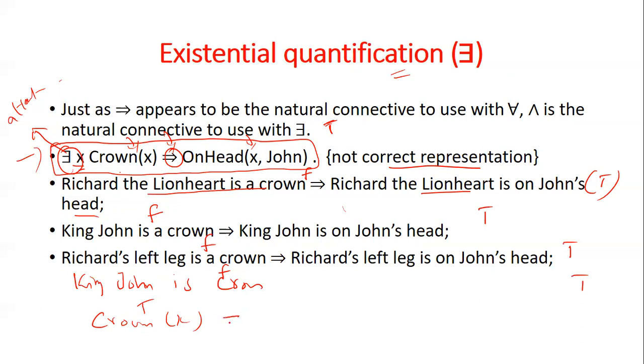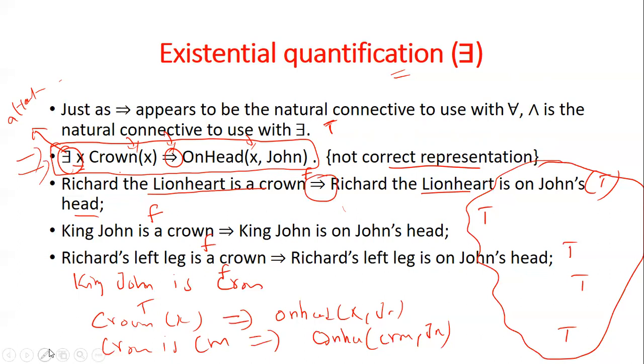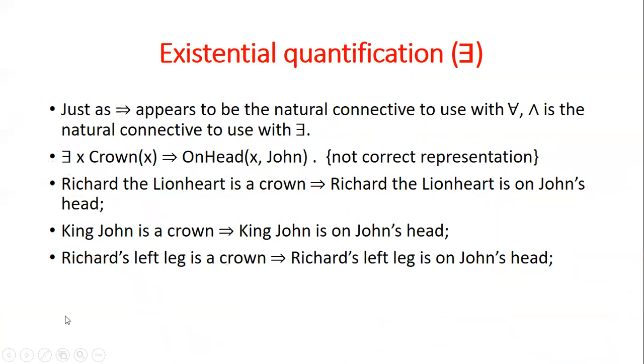Crown of X is true, which implies on head of X comma John, which means crown is a crown, which implies that crown is on the head of John, on head of crown comma John. Yes, crown is a crown, and it implies that crown is on the head of John. This is true. But in this case, everything becomes true. That should not happen with an existential quantifier. Existential quantifier means there exists some truth, not everything is true. So implication is not the right connective to use with an existential quantifier. The right connective is AND.